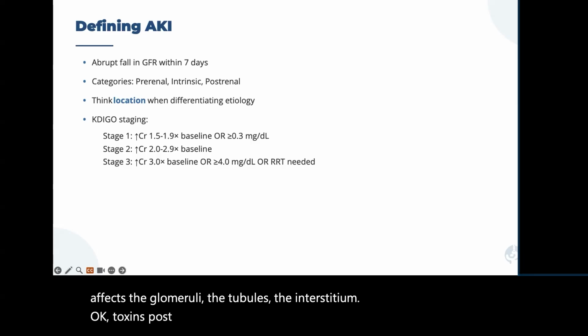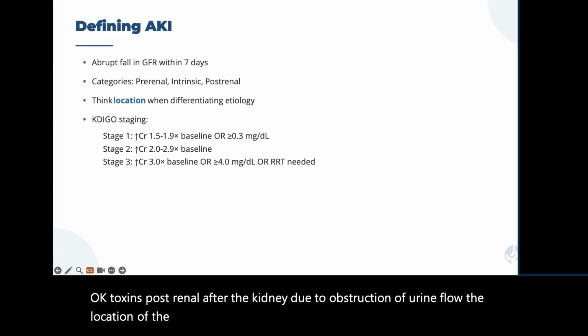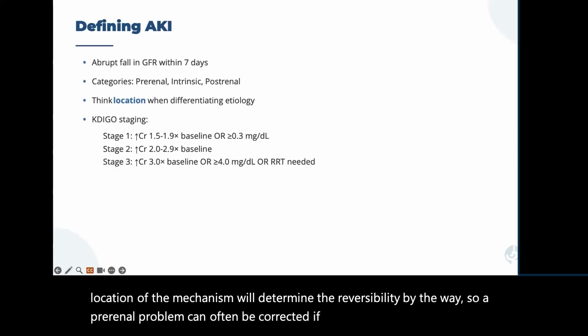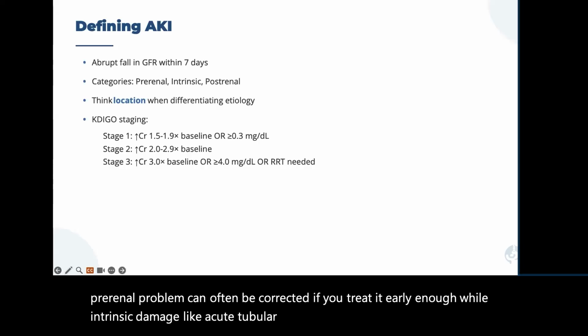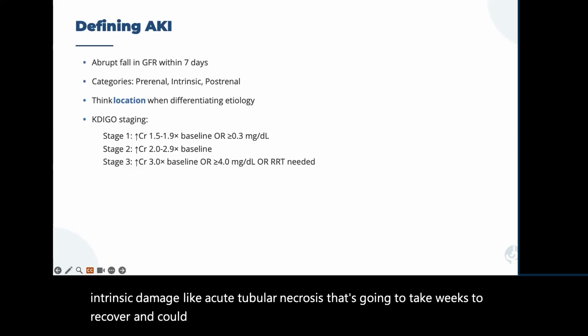Postrenal, after the kidney, due to obstruction of urine flow. The location of the mechanism will determine the reversibility, by the way. So a prerenal problem can often be corrected if you treat it early enough, while intrinsic damage like acute tubular necrosis, that's going to take weeks to recover and could conceivably progress to chronic kidney disease.